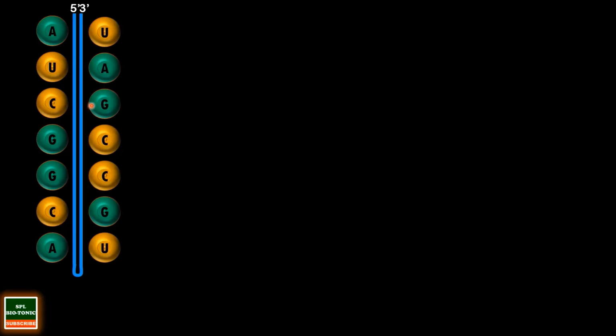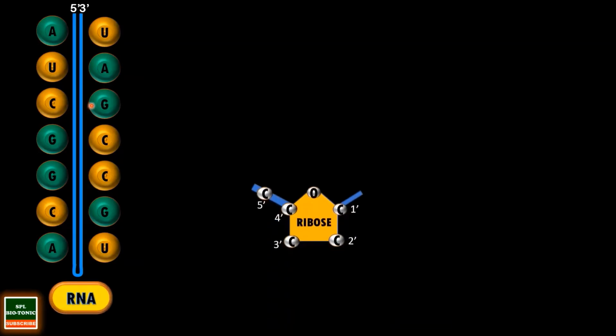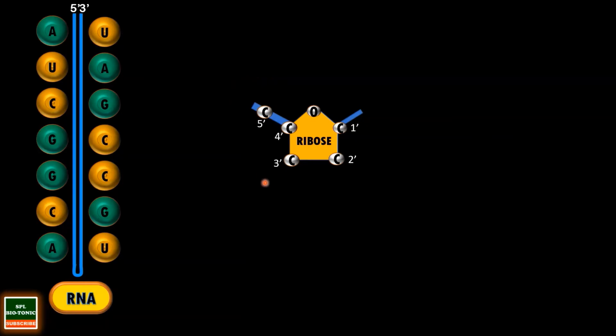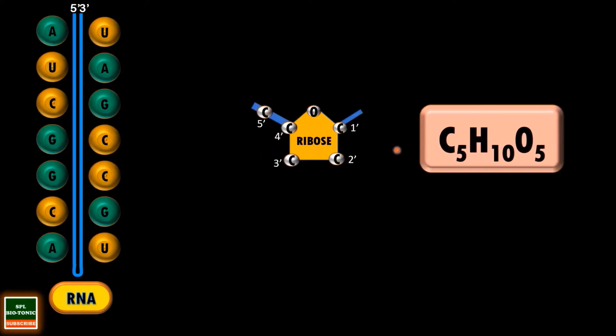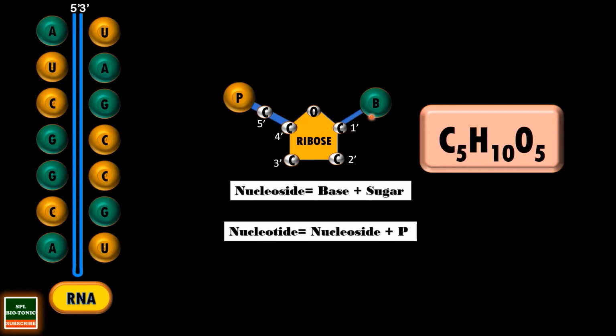Now these ribonucleotides are made up of three components. The central part of the ribonucleotide is the sugar, that is ribosugar. Now this sugar is a pentose sugar, C5H10O5. To this ribosugar, the phosphate is attached at the 5' carbon, whereas the base is attached to the sugar at the 1' carbon.